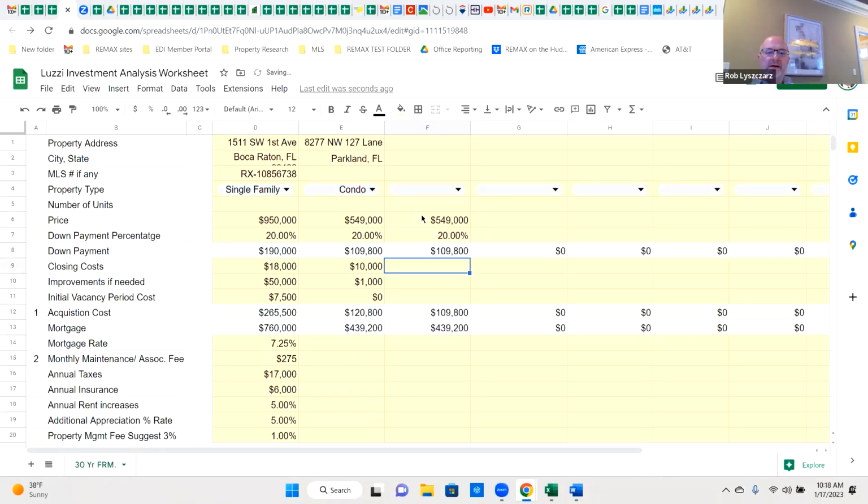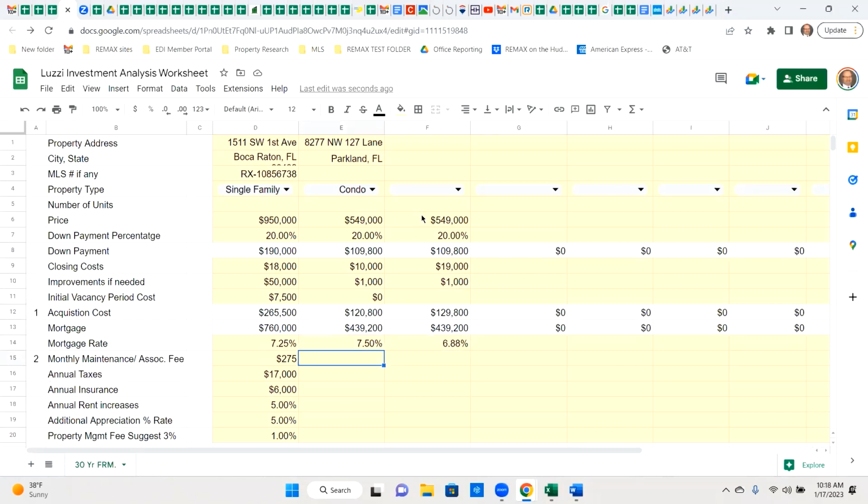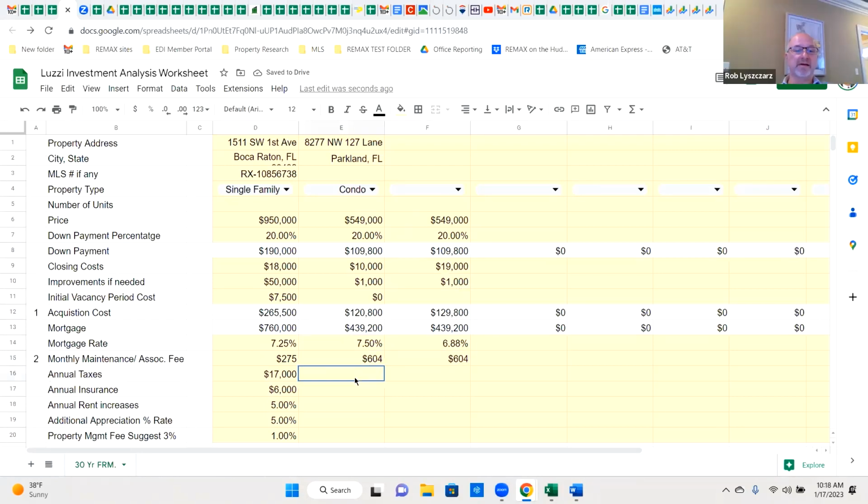20% down, and I'm going to make it 19,000, 1,000. And I'm going to have it at 7.5. And I'm going to do this at 6.875 with 2 points. Association fee? It's $604 a month. Annual taxes? Annual taxes on an investment, isn't it about 1.7%, right? So $9,000. Yes.